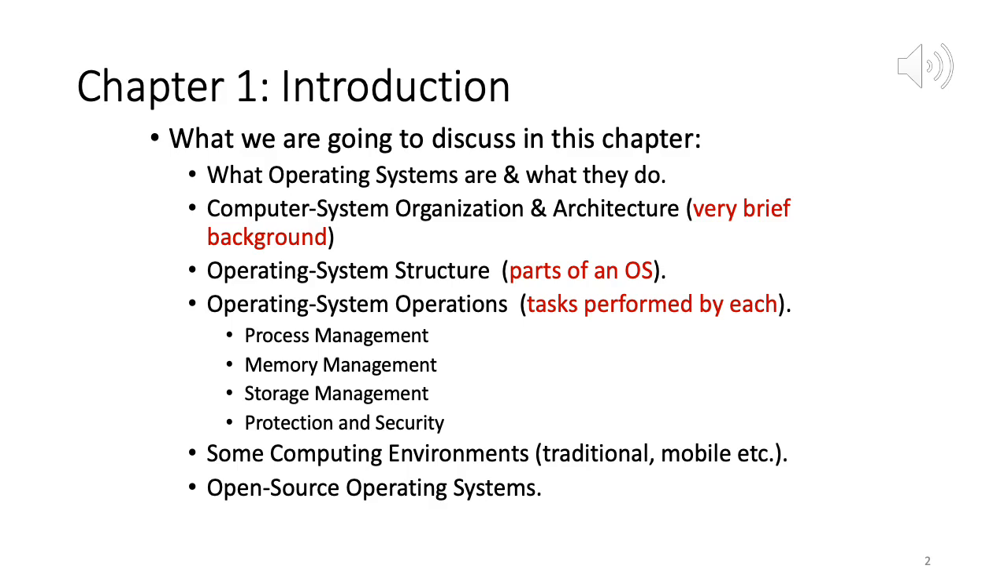Next, we will discuss some computing environments. For example, the traditional environment in which we use a desktop or a laptop and so on. Then another environment is a mobile environment. The main point over here is, as the computing environment changes, so will the design of the OS. Finally, we conclude by talking about open source operating systems. So this essentially is a roadmap of chapter number 1.